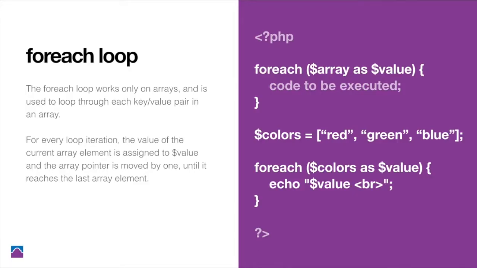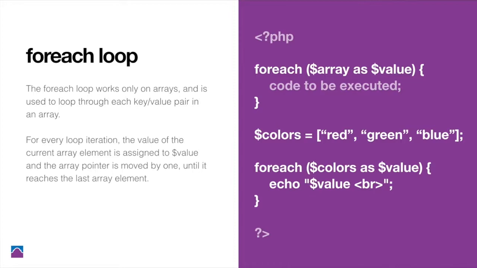And then this one's the one that I use all the time. It's a for each loop, and it works only on arrays, and is used to loop through each key value pair in an array. For every loop iteration, the value of the current array element is assigned to value, and the array pointer is moved by 1 until it reaches the last element.